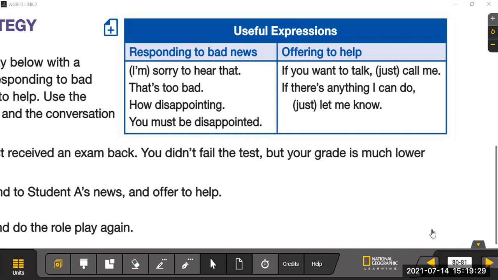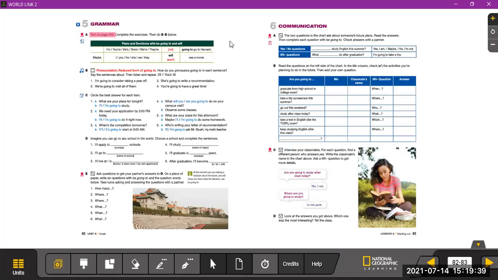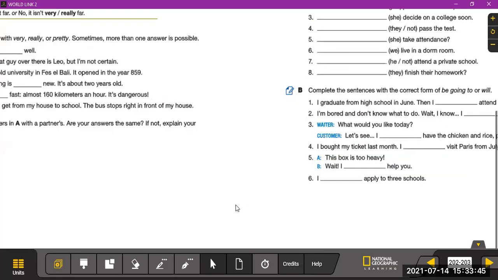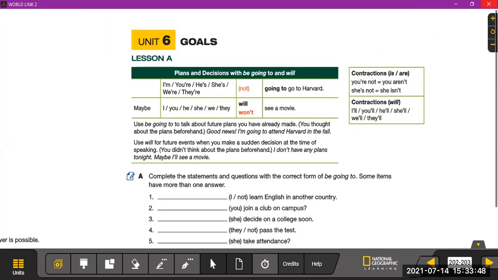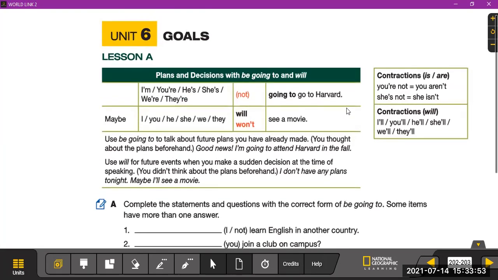So we're going to see the grammar then. But first, we're going to watch a video first. Everybody finished with the video, so now I am going to explain more the grammar. In this case, we are using going to and will, right? Plans and decisions with be going to and will.